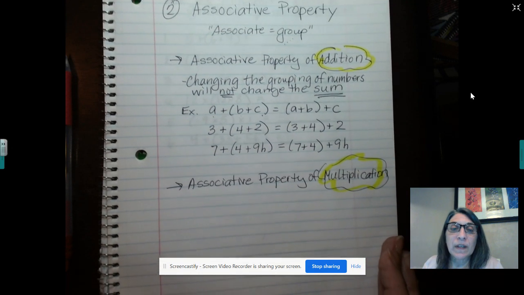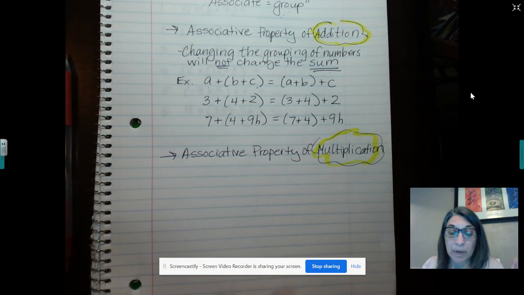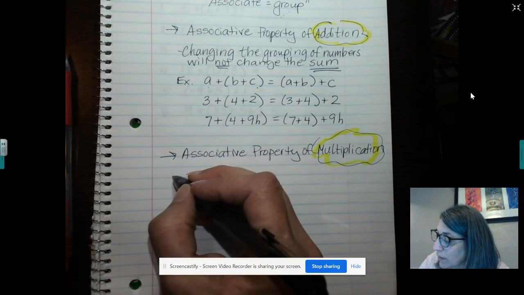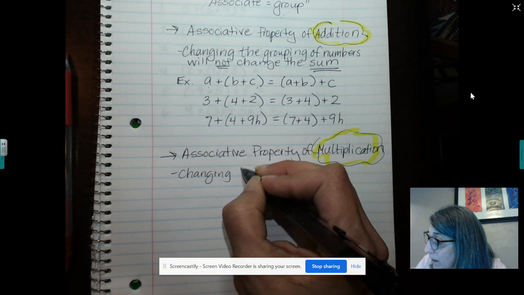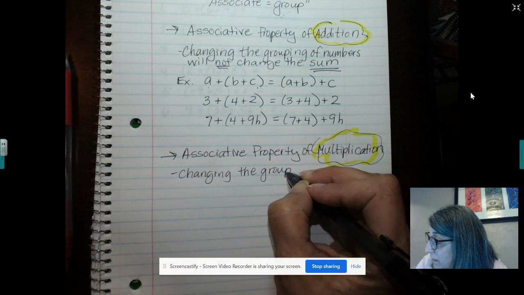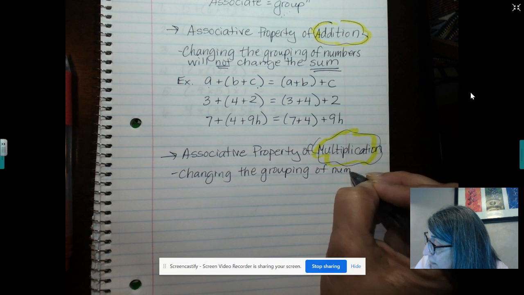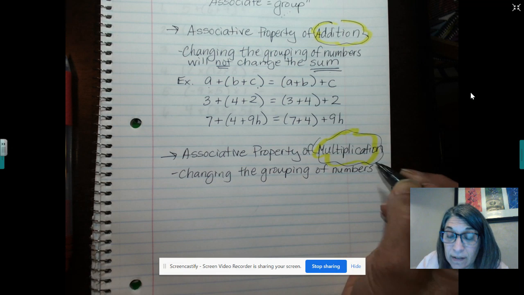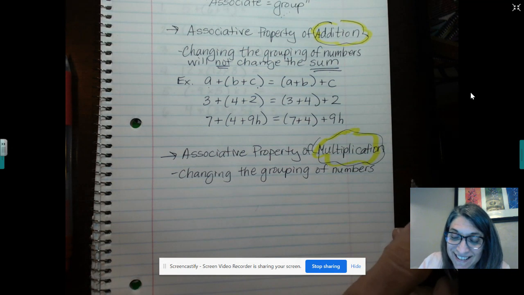Okay, so what about the associative property of multiplication? It's exactly the same as addition, but we're going to apply it to multiplication. So again, we're going to write changing the grouping. What do you think is going to be different in this definition of numbers? Some of you are answering out loud, and you're correct. Some of you are answering out loud, and maybe you're not correct. I don't know. I'm just teasing.